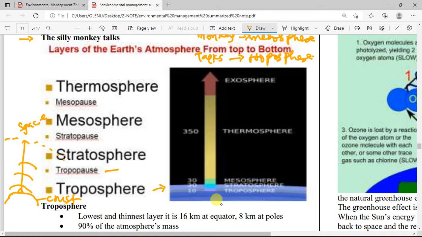So we're going to be looking at the characteristics of the atmosphere based on these four major layers and what actually happens at each of these layers. In IGCSE exams, most of the time you'll be given a diagram of these individual layers and you're just expected to identify them. Once you remember the silly monkey talks, you should know that the troposphere comes first, before the stratosphere, mesosphere, and then lastly the thermosphere.